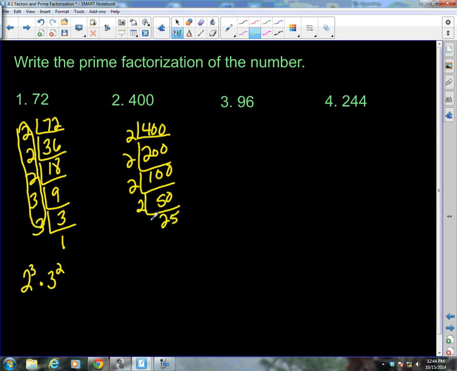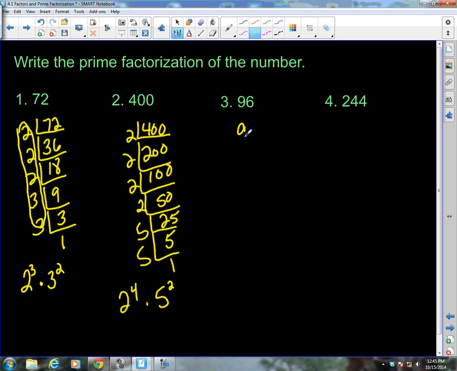Okay, now I'm done with 2. I got 5 goes in there 5 times, and then 5 goes into 5 one time. I'm done. These are my factors. I got 4 2's, and I got 2 5's. And I'm always multiplying because they're factors. Okay, so 2 to the 4th times 5 squared.